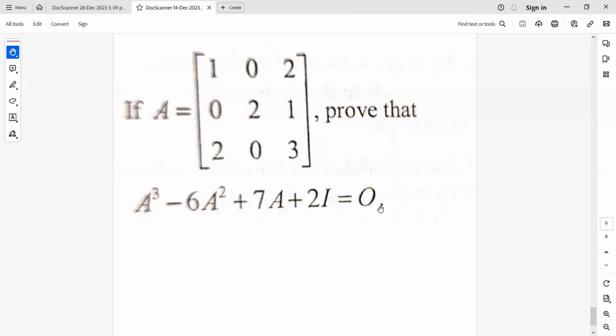To solve this question we require four values: A cube, A square, A and 2I. Out of that, A is already given in the question, so we need to find the other two values, that is A cube and A square.